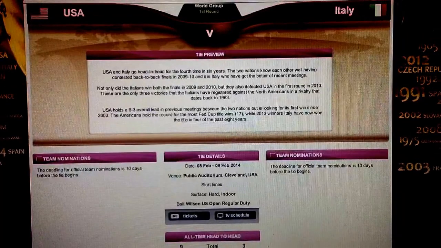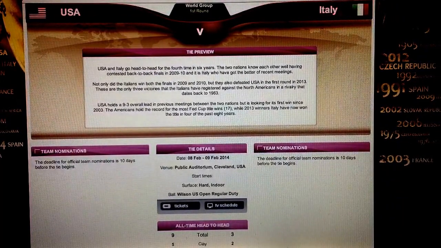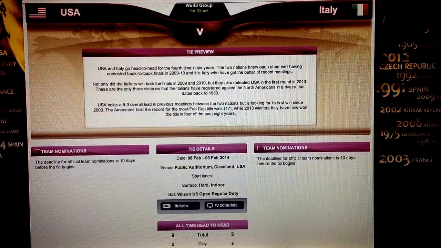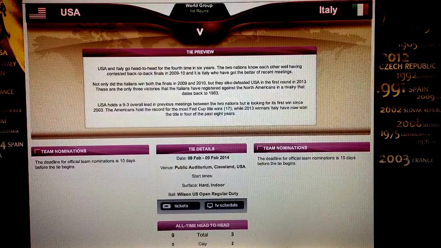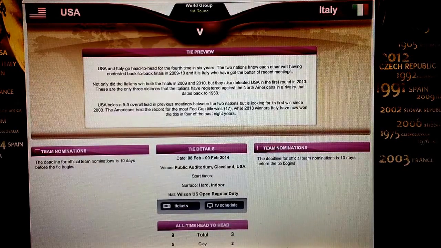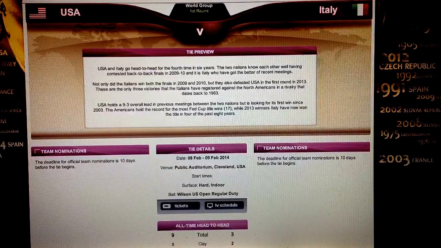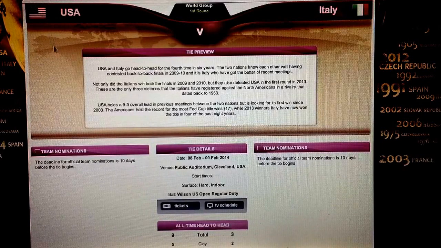We'll start off. USA and Italy have played a lot. People don't realize that. The USA holds a 9-3 edge, but Italy has won the last 3 meetings. They actually beat USA in the finals in back-to-back 2009 and 2010, and then they won again last year in the first round in 2013. But this time, they're in the United States. Not Italy, not on clay.